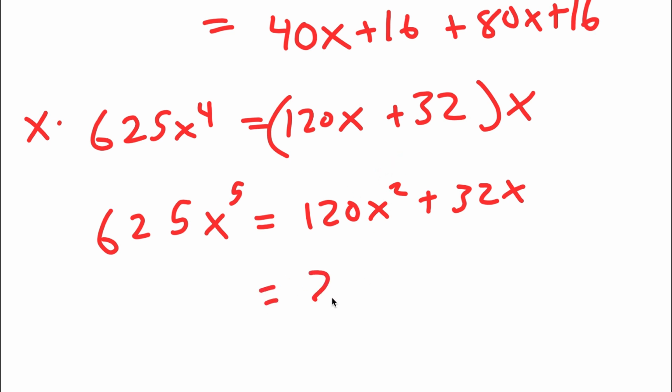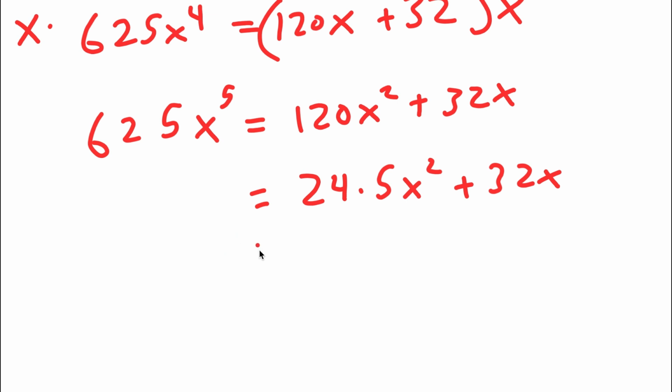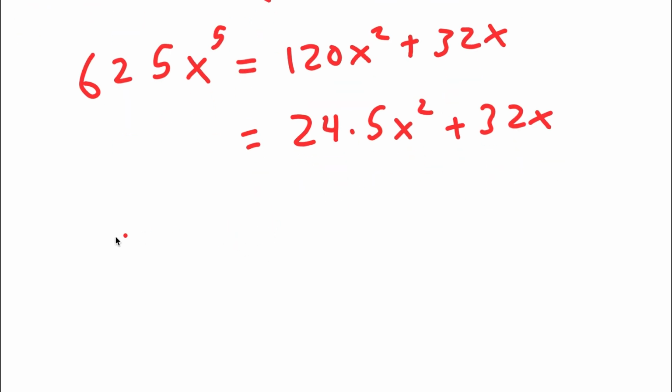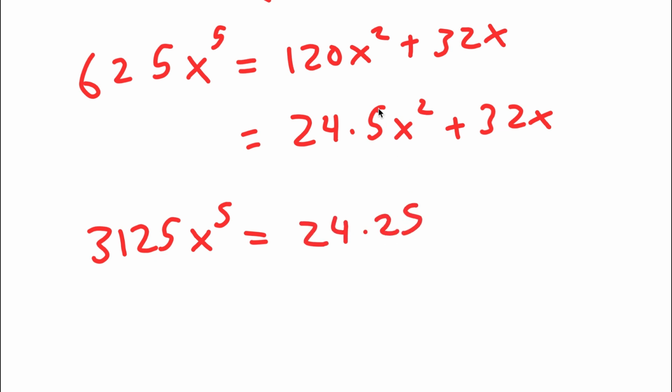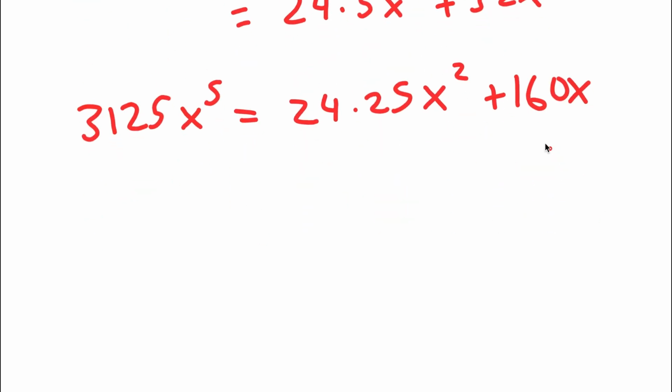And this is equal to 24 times 5x squared plus 32x. Now, I'm going to multiply both sides by 5. So now I have 3,125x to the power of 5 is equal to 24 times 25, I just multiplied the 5 with the 5, x squared plus 160x. 32 times 5 is 160x.